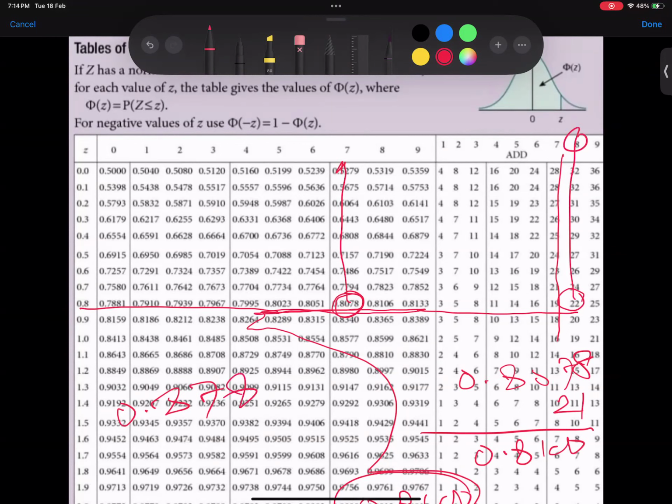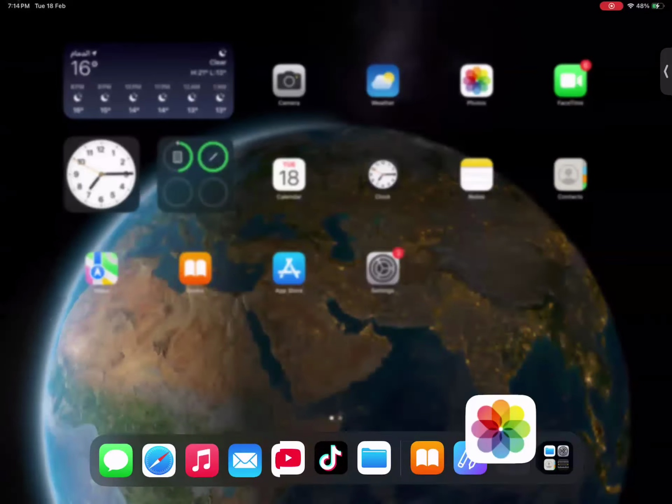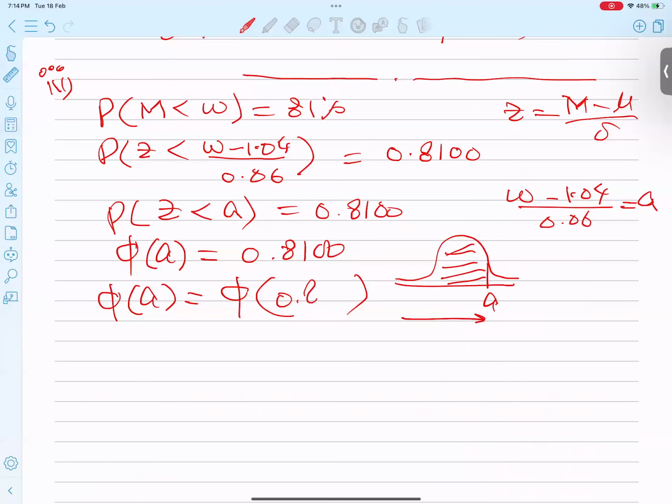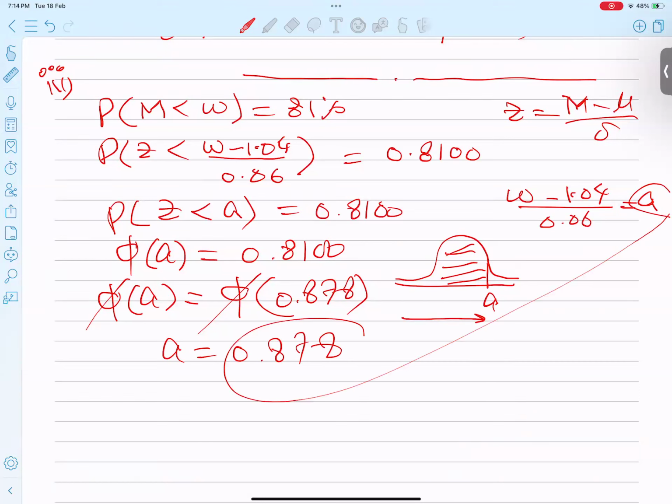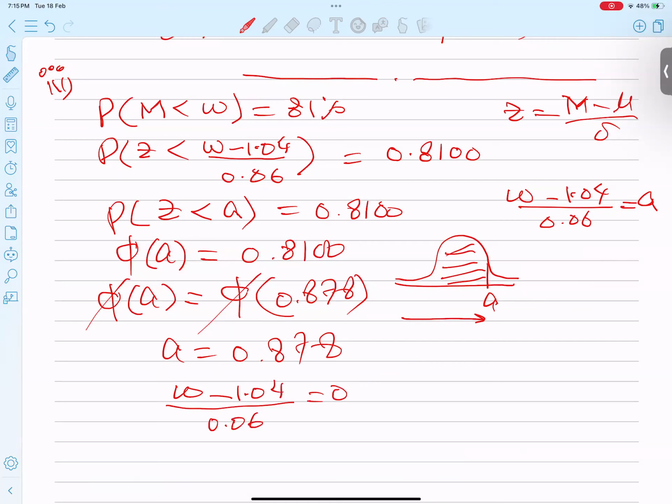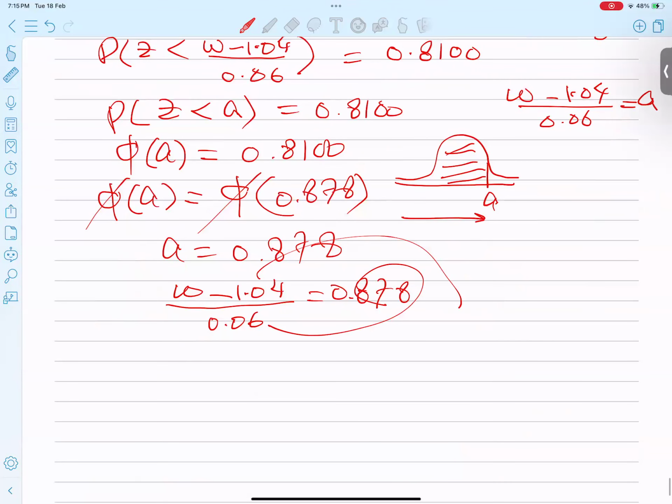So 0.878. I cancel the 5, I got 0.878. Plug in this value there and get the answer finally. So W minus 1.04 over 0.06 equals 0.878. And if I multiply with that and add this, let's see what final answer I get.